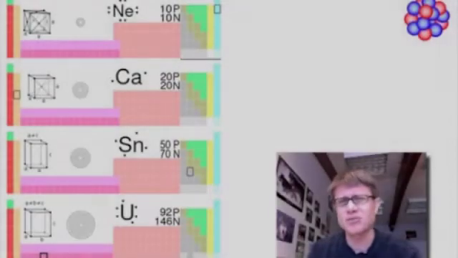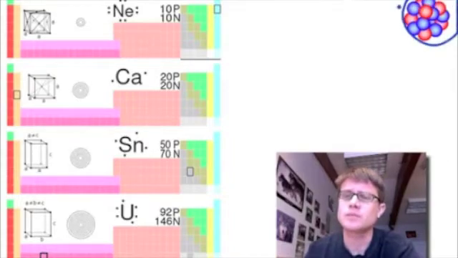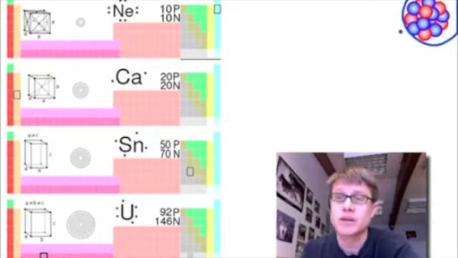So how does radiation work? Well, to understand radiation, you have to understand the fundamental forces that we have. If this up here is a nucleus, the red ones are going to be the protons and the blue ones are going to be the neutrons.